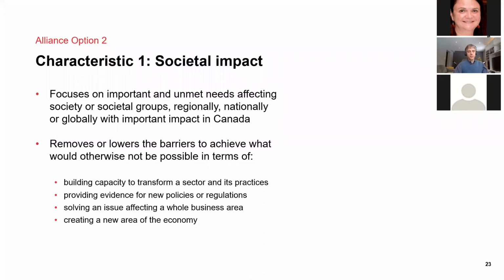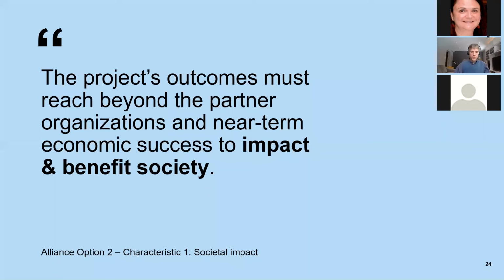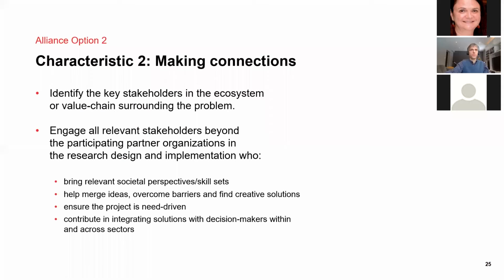So the first characteristic is societal impact. These grants are supposed to meet an unmet societal need in areas where there may be barriers that prevent it from being filled. For this societal impact, we expect that the benefit of the project goes beyond the partner organization's project, and also beyond the near-term potential economic benefit that the project could offer.